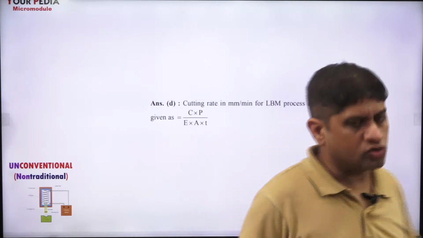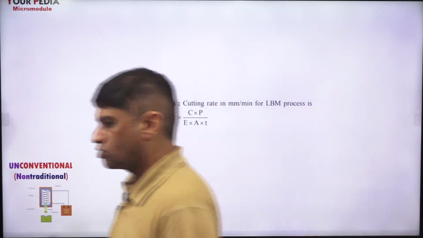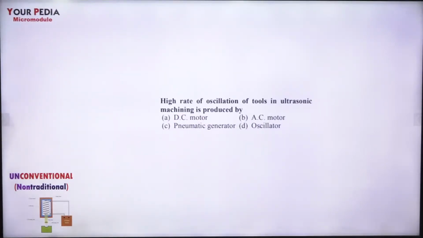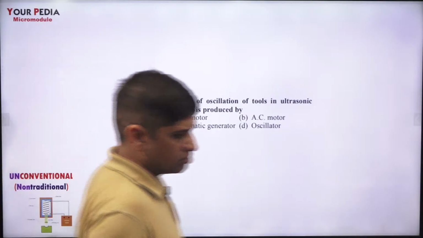We are doing the questions of production engineering, expected questions for BHEL, HPCL exams, and today's lecture is about non-traditional machining processes. Okay, high rate of oscillation of tool in ultrasonic machining is produced by what? DC motor, AC motor, oscillator, or pneumatic generator? What is your answer? How do we get high rate of oscillation of tool in ultrasonic machining?